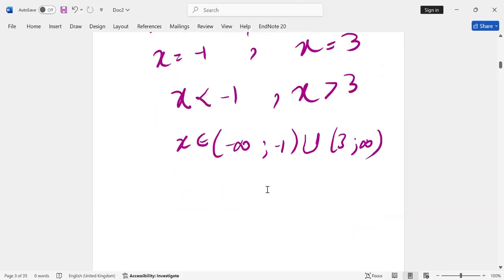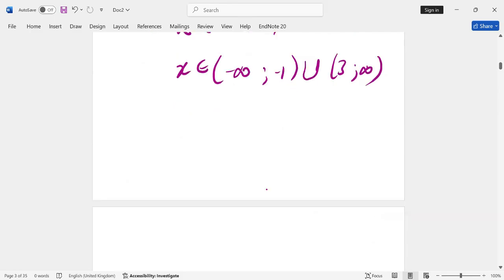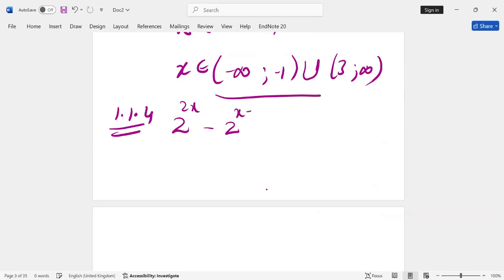The next question is about 1.1.4. We have 2^(2x) minus 2^(x+2) minus 32 equals 0. This is an exponential equation. We need to rewrite the terms so that we can substitute to form a quadratic equation.